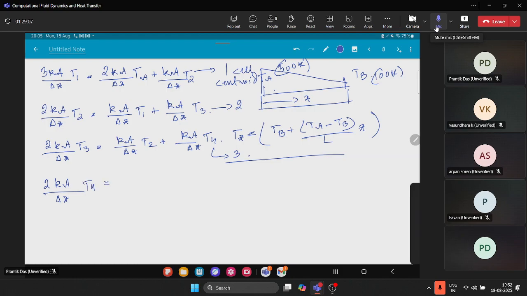2K by delta x T4 equal to K by delta x T3 plus K by delta x T5. Similarly, this is for the fourth cell centroid.